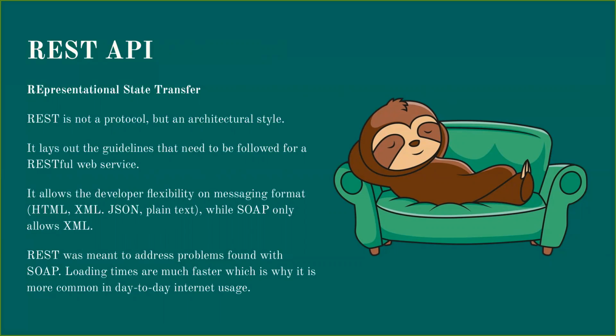Unlike SOAP, where the only way you can send and receive data is using XML, which makes it a little bit difficult because XML might not be the fastest messaging format to send data with. So you'll see a lot of REST APIs using JSON because JSON is easy to format in ways that programming languages or people know how to read. And so the main idea is that REST was meant to address the slowness of SOAP. And so nowadays, most things use REST. Loading times are much faster, which is why you see it everywhere.